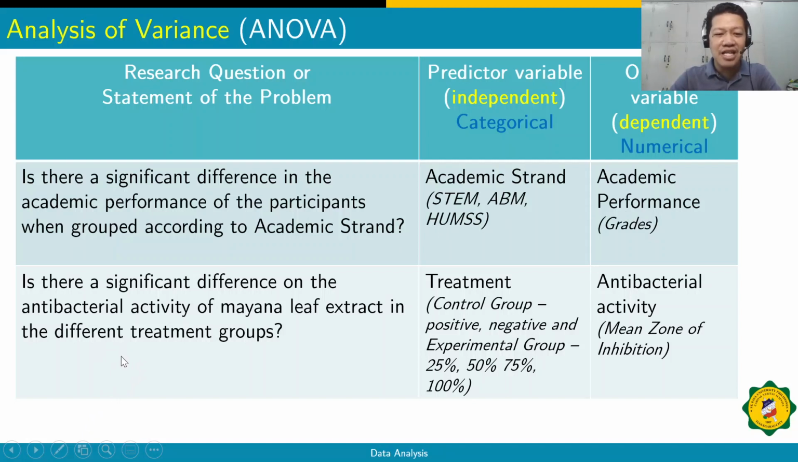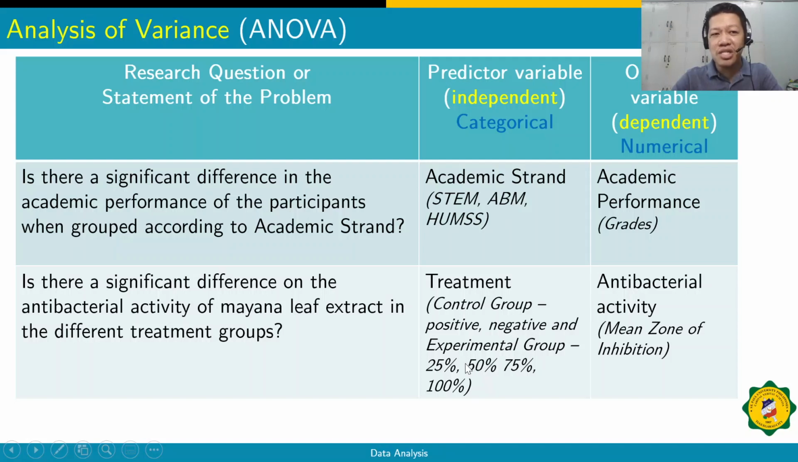Is there a significant difference in the antibacterial activity of Mayana leaf extract in the different treatment groups? So this is in pure experimental research. We have here different treatment groups. We have the control and experimental. Under control, we have the positive and negative. And under experimental, we have 25% concentration, 50%, 75%, 100%. So we have 1, 2, 3, 4, 5, 6. So we have 6 different treatment groups. So that's more than 2.